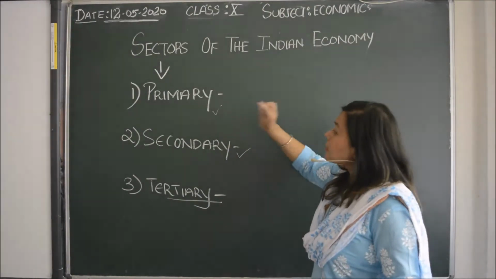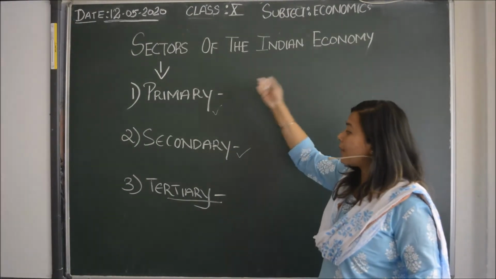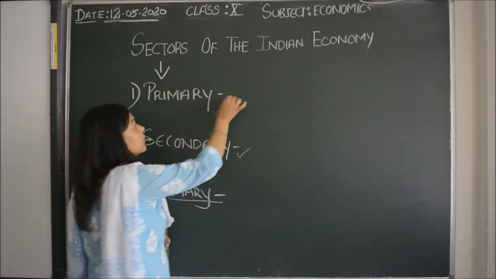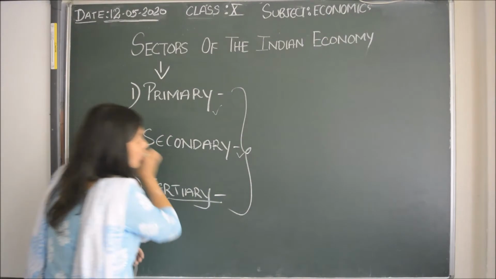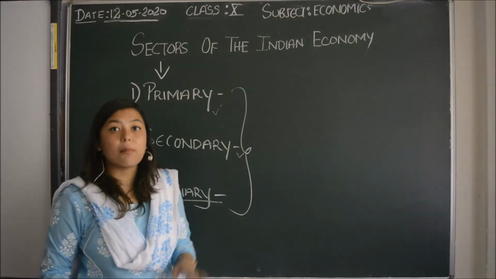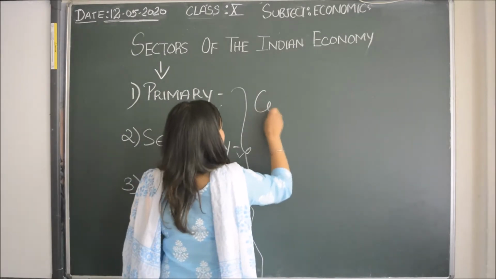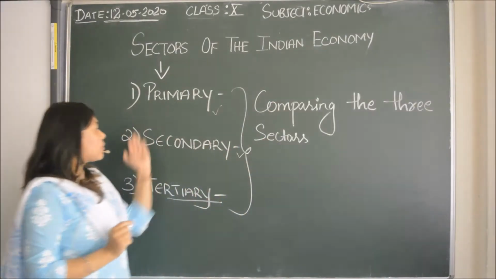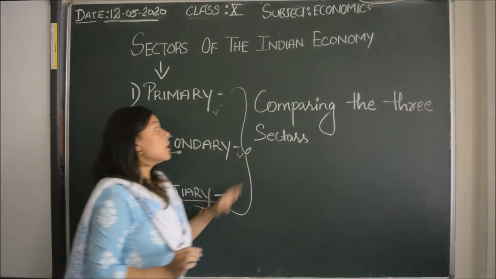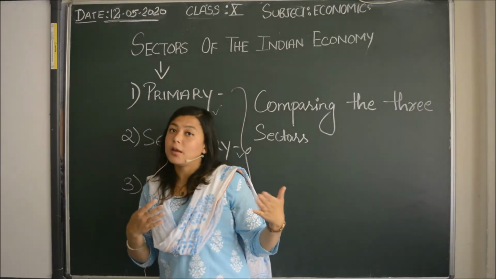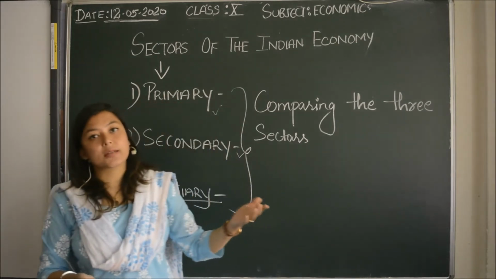So in our previous class, we had learned about primary, secondary, and tertiary sectors. Now, today we will learn the next topic in your book, which is comparing these three sectors. Three sectors means primary, secondary, and tertiary. So how are we to compare? How can we know which sector is producing more and in which sector there is less?